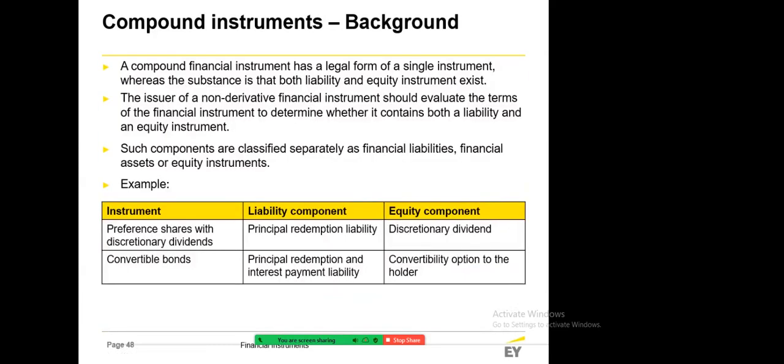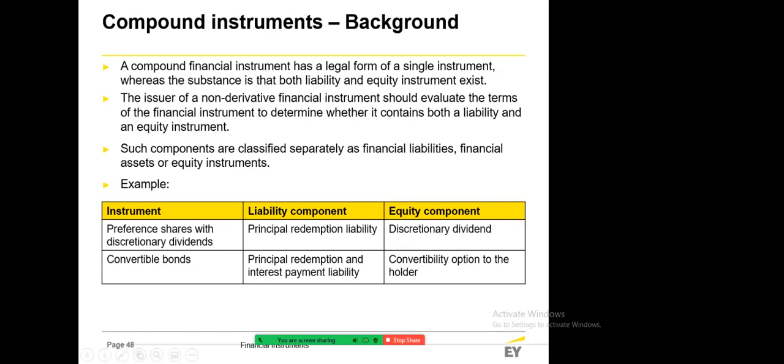Compound instruments are the ones where you have both substances, that is, liability and equity. A compound financial instrument has the legal form of a single instrument, whereas in substance both liability and equity instruments exist. The issuer of a non-derivative financial instrument should evaluate its terms to determine whether it contains both a liability and an equity instrument. Such components are classified separately as financial liabilities, financial assets, or equity instruments. So compound instruments are those where you have both things, liability and equity.